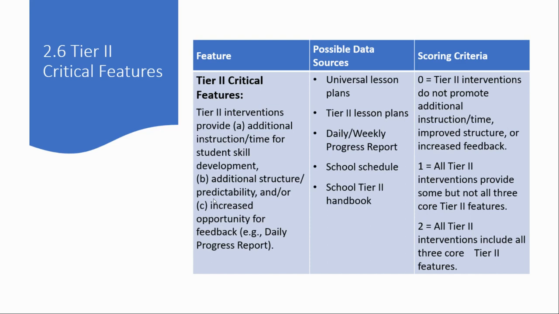So a team receives a 0 if the tier 2 interventions do not promote additional instruction and time or improved structure, or there's not an increase in that specific positive feedback or corrective feedback. The team receives a 1 if all tier 2 interventions provide some but not all 3 core tier 2 features. And the team will receive a 2 if all tier 2 interventions are included and all 3 core features are included.